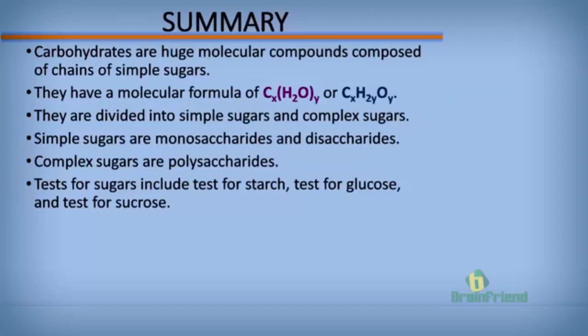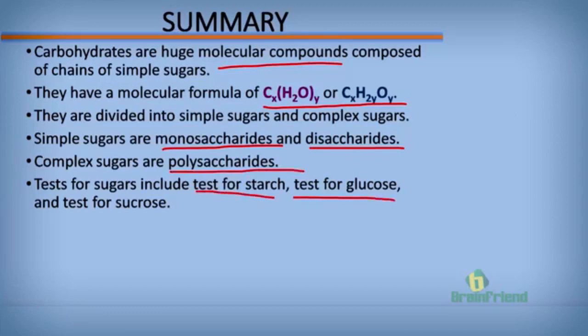Now, a quick summary of all we have learned. We say that carbohydrates are huge molecular compounds that are made up of chains of simple sugars, and that they have a molecular formula of CxH2Oy. They are divided into simple sugars and complex sugars. Simple sugars are monosaccharides and disaccharides, and complex sugars are the polysaccharides. Tests for sugars include the test for starch, test for glucose, and test for sucrose.